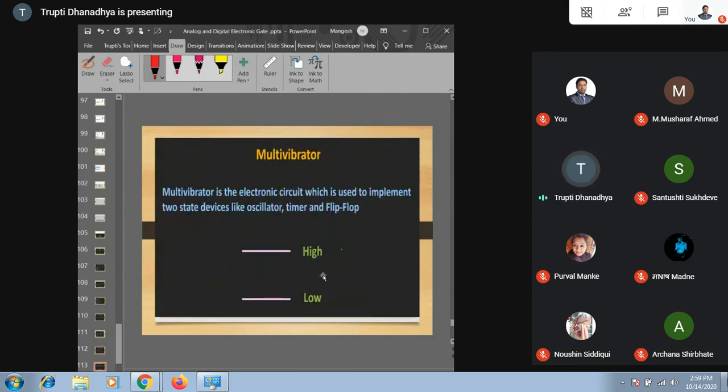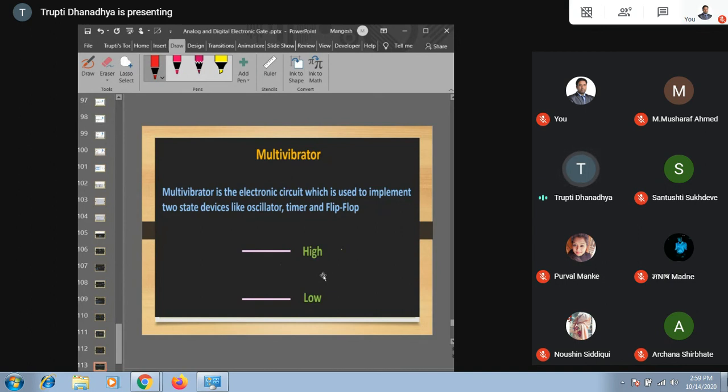Whenever I talk about a multivibrator, it is an electronic circuit which is used to implement two-state devices like oscillators, timers, and flip-flops. Two state means what? In digital electronics, two state means zero and one. In other words, zero and one are also called low or high. When I say high, that is one, and if I say low, that is zero. So this is the basic of your multivibrator.